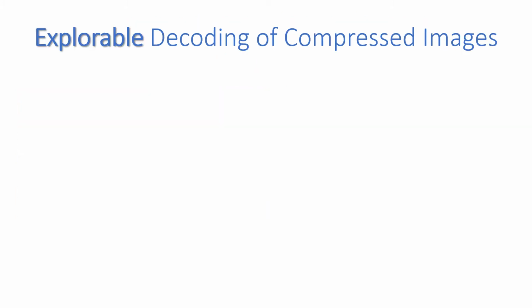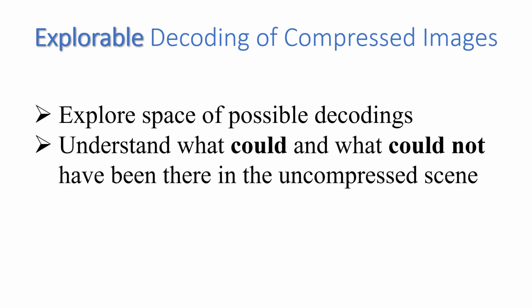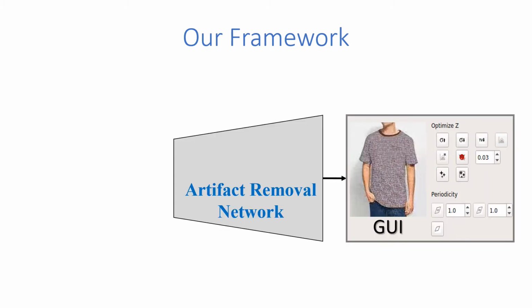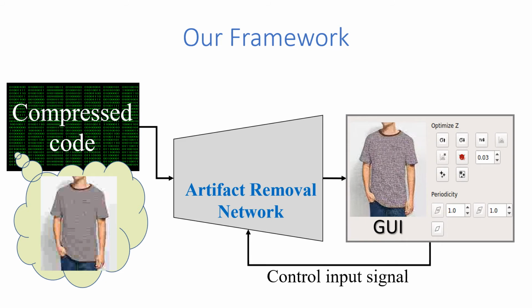We present a new approach enabling users to explore the space of possible decodings of a given compressed image and allowing them to understand what could and what could not have been there in the captured scene before the data was compressed. We demonstrate this approach on the commonly used JPEG image compression standard by developing a framework comprising a decoding neural network and a graphical user interface. The network takes as input the coded image as well as a control input signal, which allows traversing the manifold of possible decodings of the given code by using various exploration tools available in our GUI.